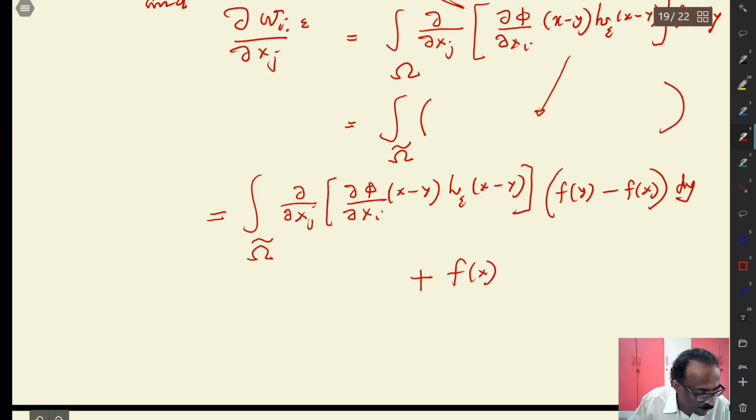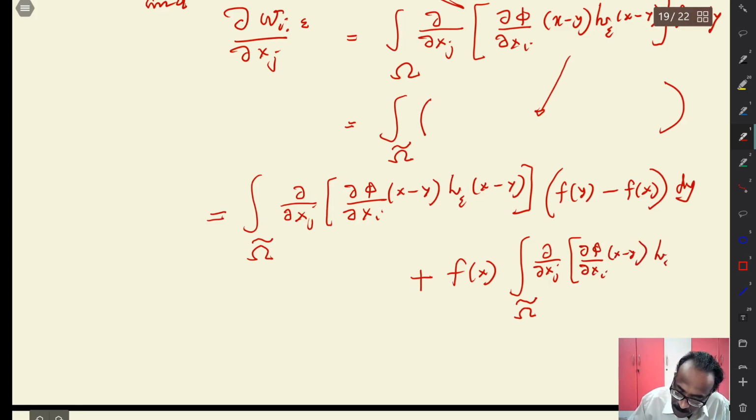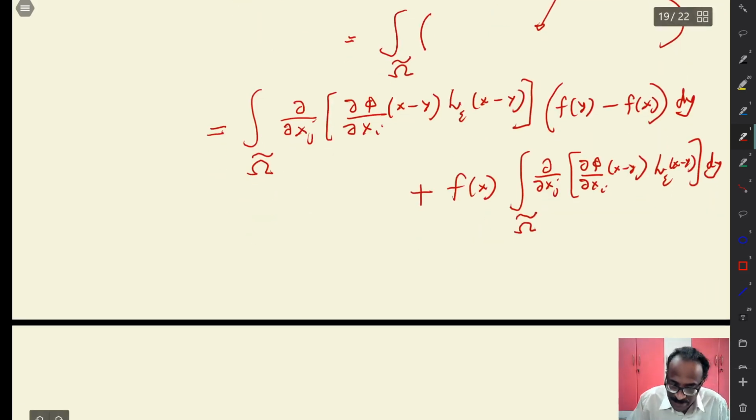integral over omega tilde, this is everything in omega tilde, of d by dx_j of d phi by dx_i of x minus y h_epsilon of x minus y dy. So you see, this integration is with respect to that one. So look at this one. So this integral is, let me call it I1 plus I2.